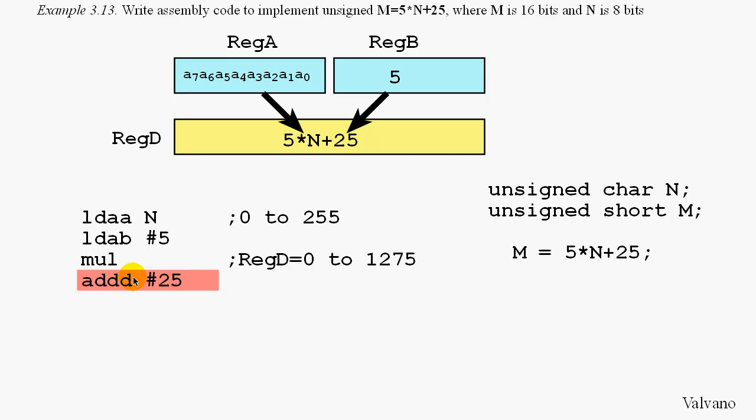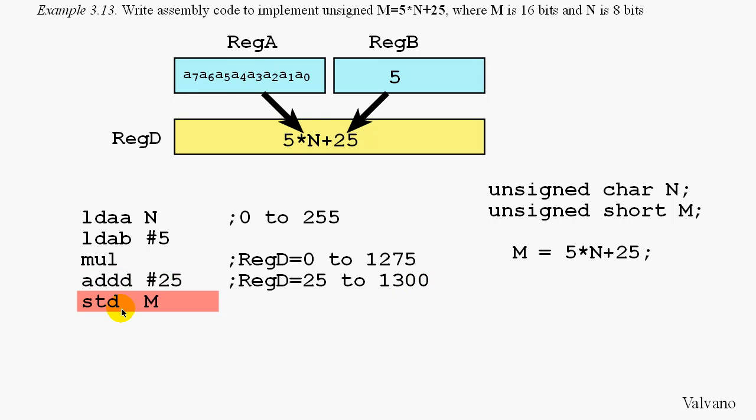The ADDD instruction will add a 25 to its original value. So now, register D contains 5 times the value of n plus 25. Once again, considering overflow, register D can now take on the values of 25 to 1300. Notice that no overflow can occur in this addition either. And the last step is to store the result into the variable m. This is a 16-bit store, so we're going to store all of D into m.